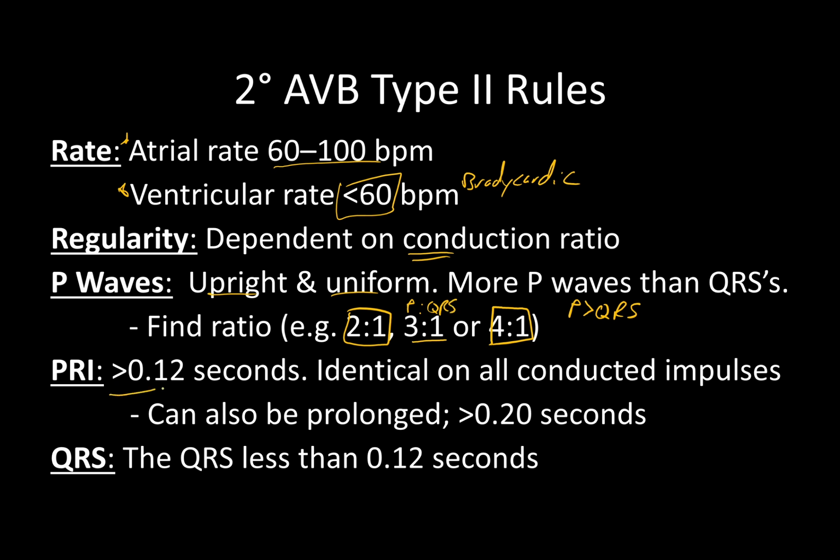Your PRI is going to be greater than 0.10. It's common to see that it's prolonged, greater than 0.20. And that makes sense, right? If first degree block happens because the AV node is not functioning properly, and then second degree block happens because that same AV node, AV junction, is functioning even worse, you can stack those two on top of each other and wind up with someone who has a long PRI and is also dropping beats. And we'll talk about the name for that in a little while. And of course your QRS should be just fine.